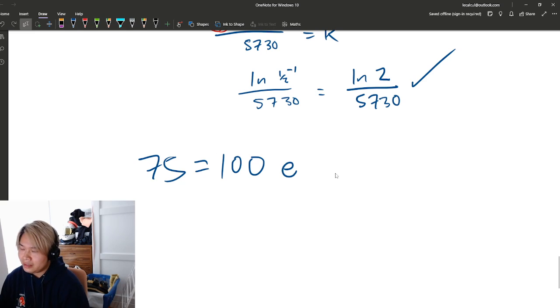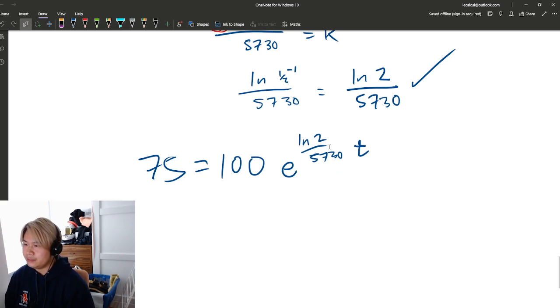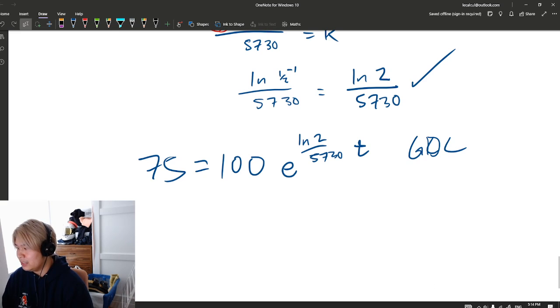And then we got e. We know that this is natural log 2 over 5730. And then we want to find t. And then for here, we solve for t. And then there's a lot of ways to do this, but you got a GDC, right? Use the equation solver. You can even graph this if you want, which is what I'll do.